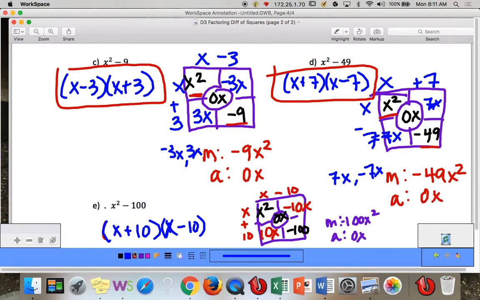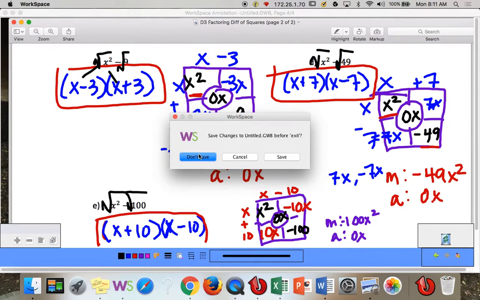So if you take a look at our three examples here, what do you notice about the x squared minus 9 and the answer, the x squared minus 49 and the answer, the x squared minus 100 and the answer? Well, if you notice, you can get these numbers, 9 and 3, 49 and 7, 100 and 10, by taking the square root. The square root of x squared is x and x. The square root of 9 is 3 and 3. The square root of 49 is 7 and negative 7. Same with the 100. The square root of 100 is 10 and negative 10.